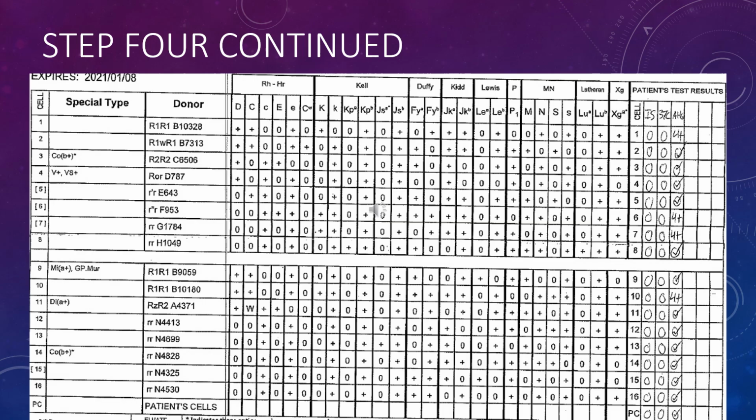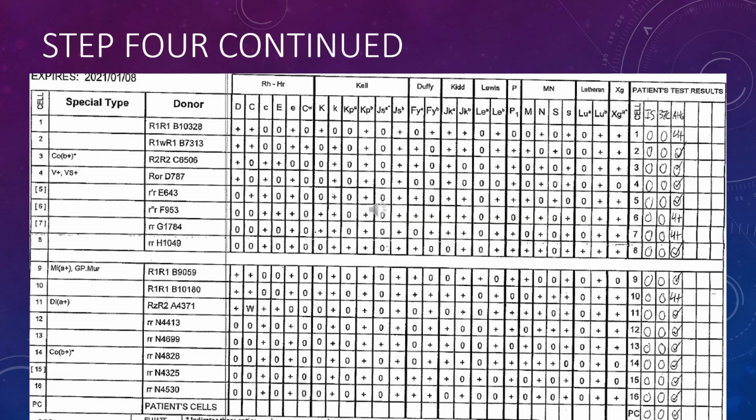All right, and so then all the way on the right-hand side of the panel we have our results. The first column is IS for immediate spin, the next one is 37C, and then the last one is for AHG. The AHG column has negative reactions marked with check marks to indicate that the check cells worked. Some facilities will add a fourth column instead just for their check cells, and then they'll record the strength of reactivity with their check cells. So you might see that on your board exams. It might be presented a little bit differently from this.